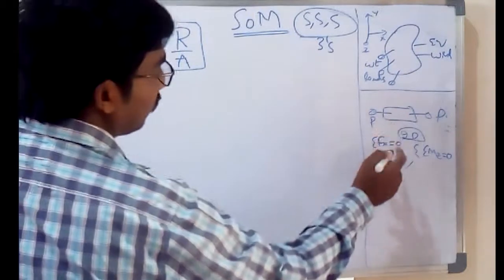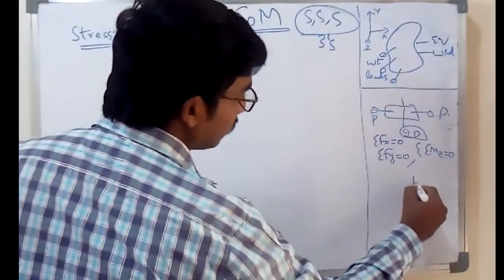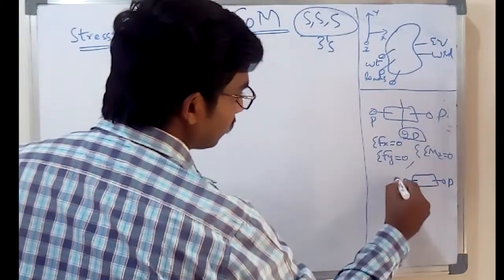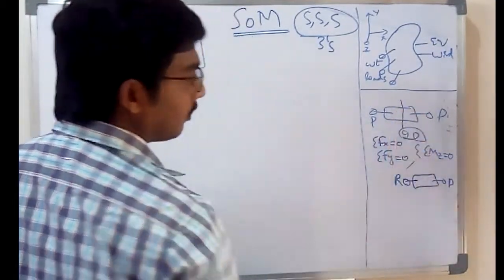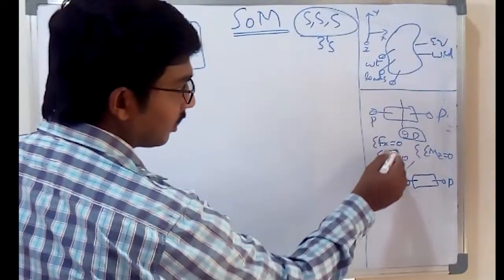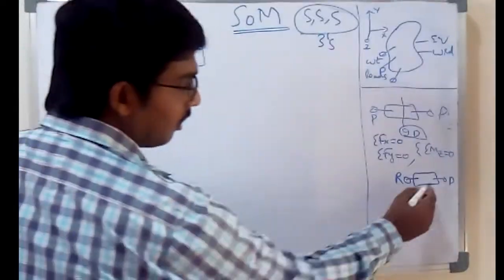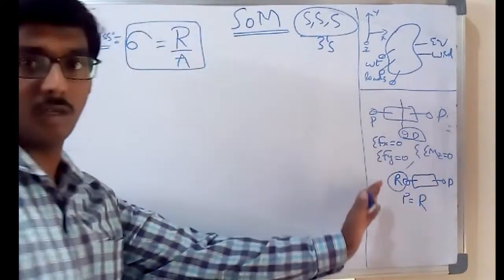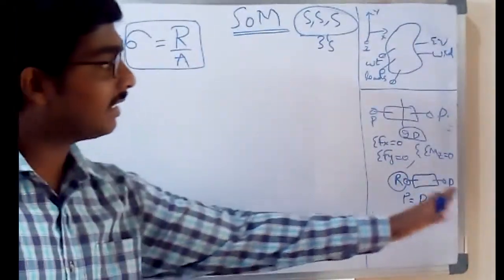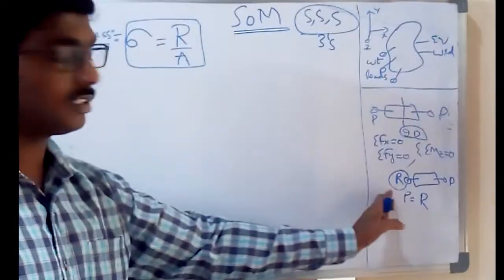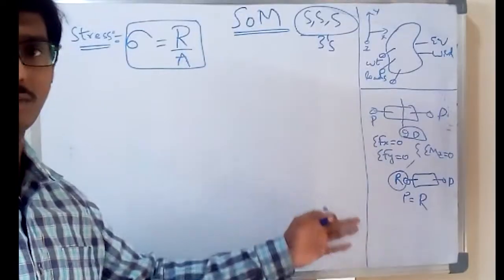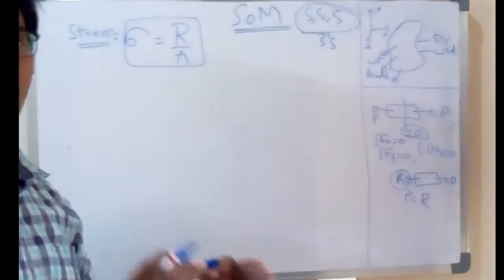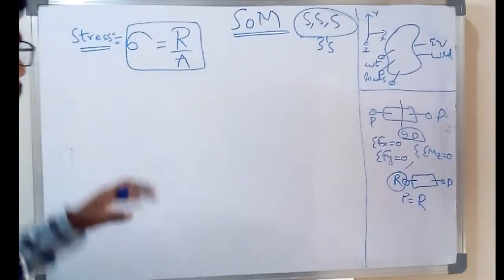Suppose you cut the member here. The force will be P and the resisting force will be R. To maintain the equilibrium condition, that is sigma Fx equal to 0, P equals R. This R is known as the internal force developed by cutting the member to balance the external force. This is a free body diagram, which removes the supports from the diagram and represents it in an equilibrium position. So this is the resisting force per unit area.